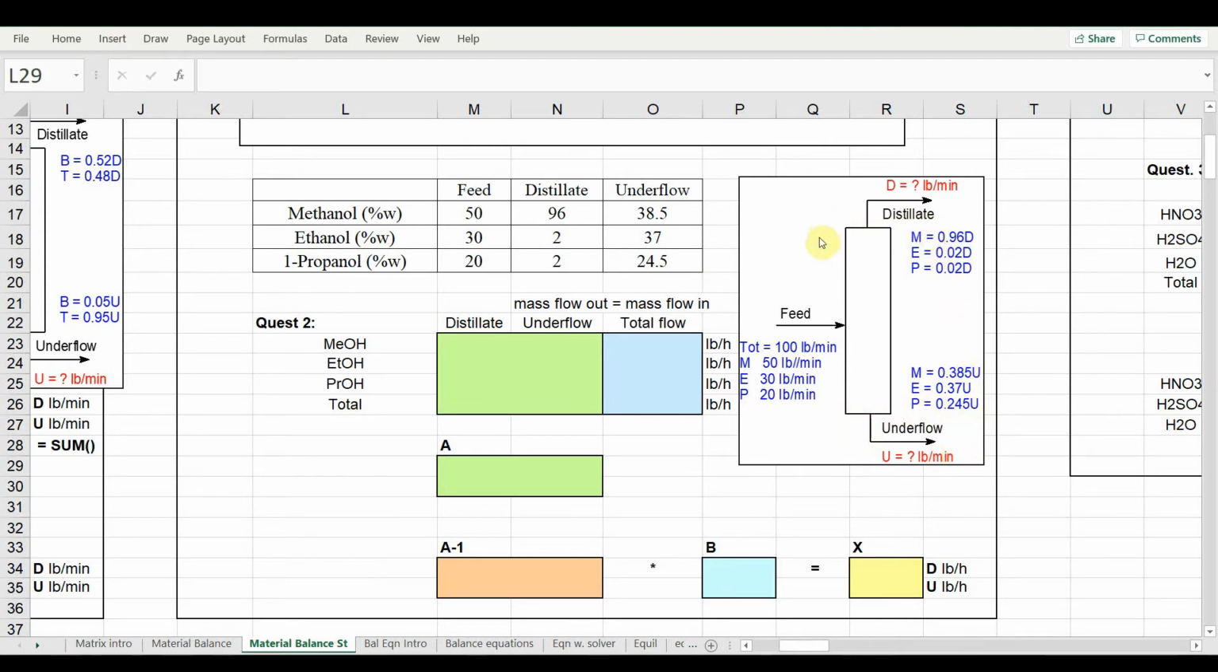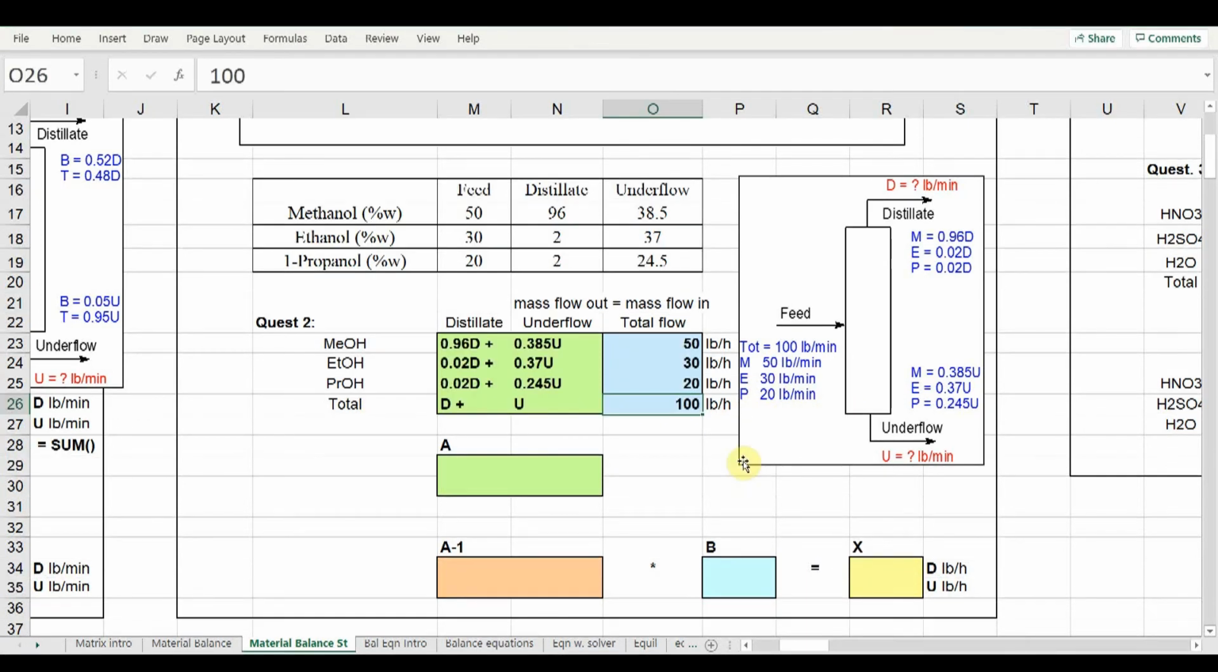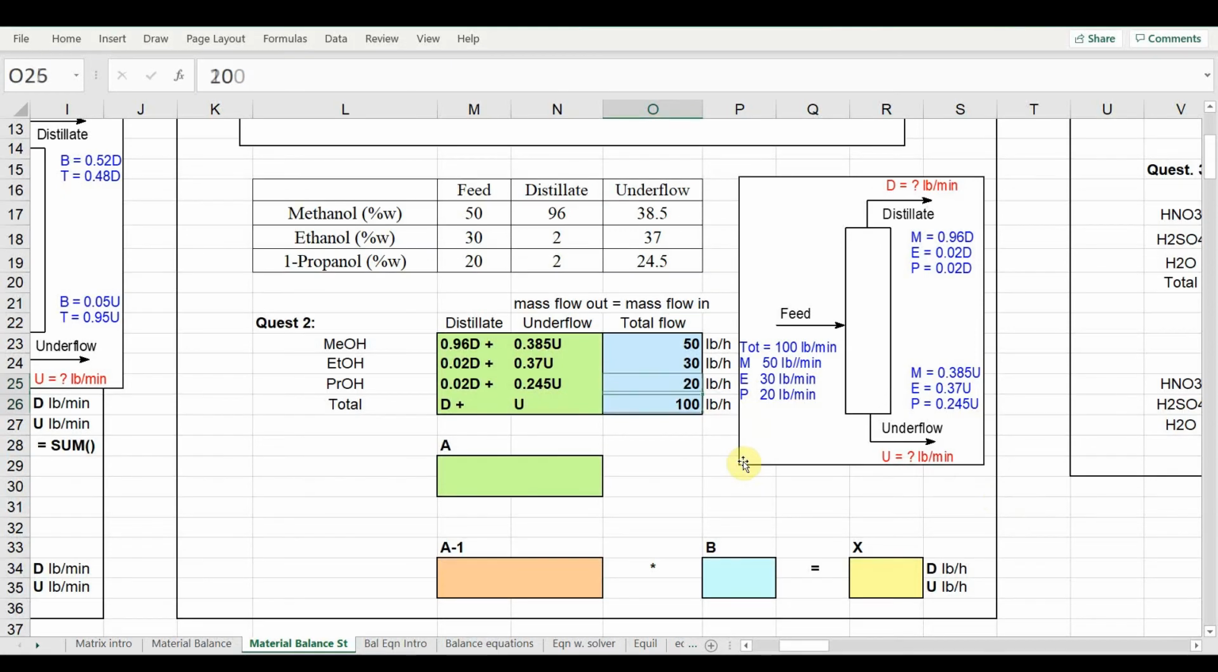We should be able to write mass balance equations. The mass flow out equals the mass flow in. We can write an equation for each component in the system and then one for the total. I've gone ahead and completed all the mass balance equations to save time. Pause the video if necessary, and when you're ready, resume the video and we'll solve for the variables. There are 4 mass balance equations. I'll take the first 2.